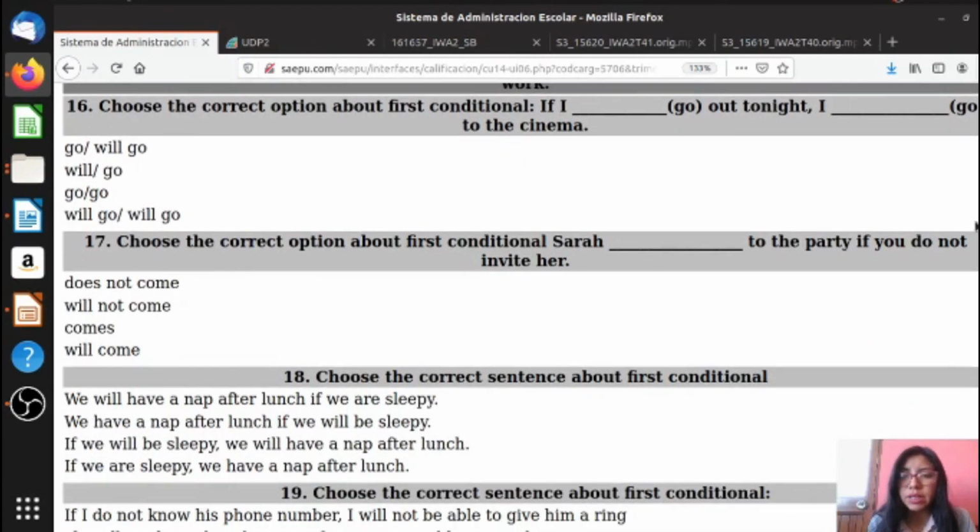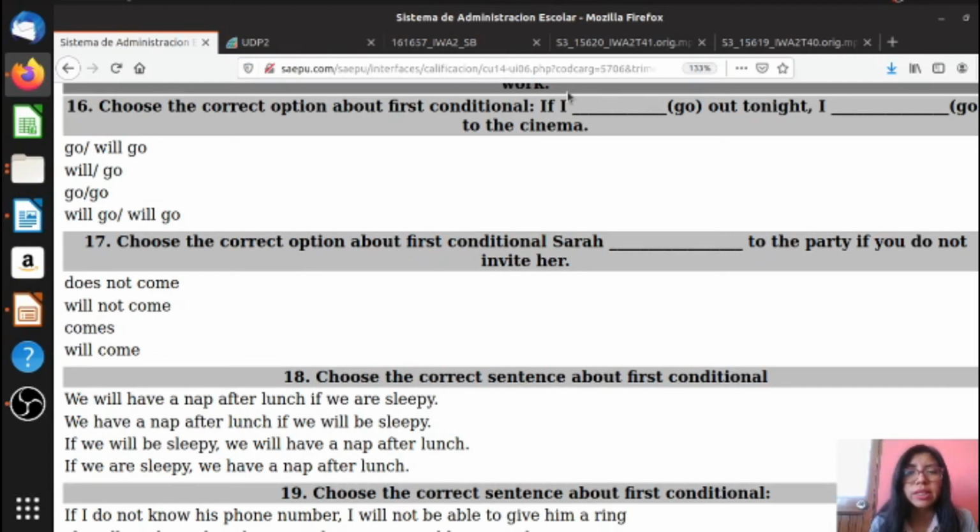In this case, we are going to check 3 questions of the first conditional. Okay, choose the correct option about first conditional. If tonight I go to the cinema. Remember, in first conditional we have to use present simple and will plus the verb in the base form.